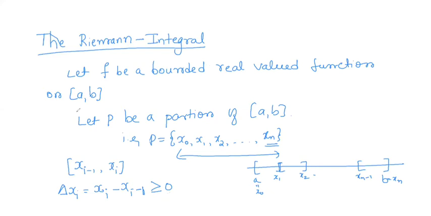And as f is bounded on the closed interval a comma b, it will be bounded on each of the subintervals. So on each subinterval, f of x is bounded, which means the range is bounded. That means the range will have an infimum and a supremum, which we'll take as small mi and capital Mi.